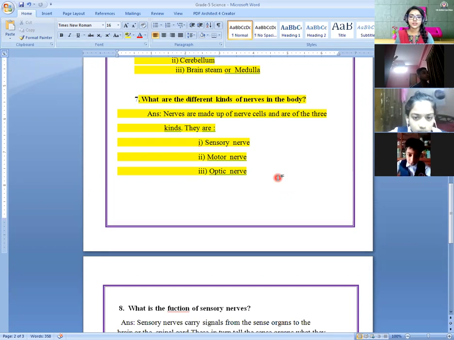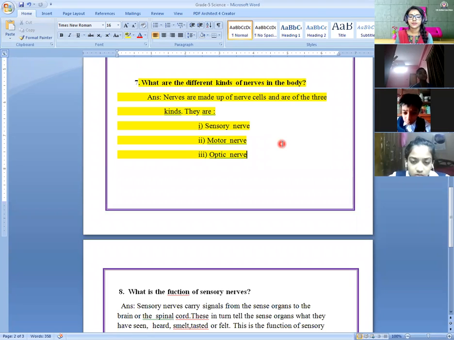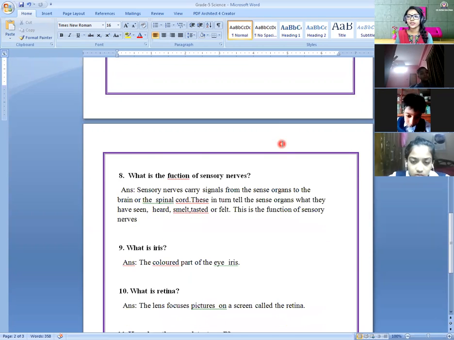Seventh number question. What are the different kinds of nerves in the body? Nerves are made of nerve cells and are of three kinds. They are sensory nerve, motor nerve, optic nerve. Okay, so the eighth one Mashroor will read.